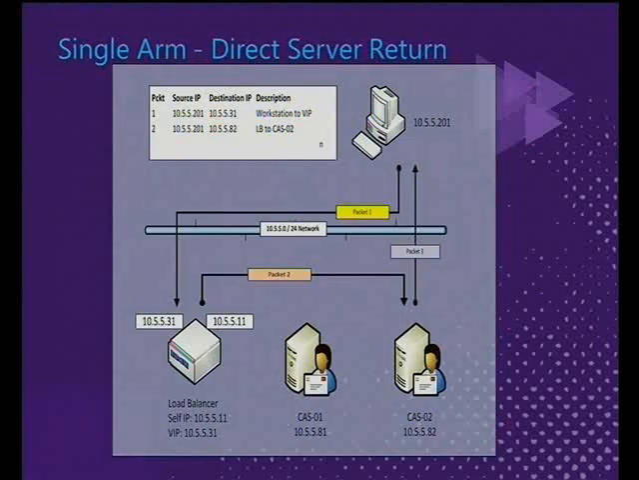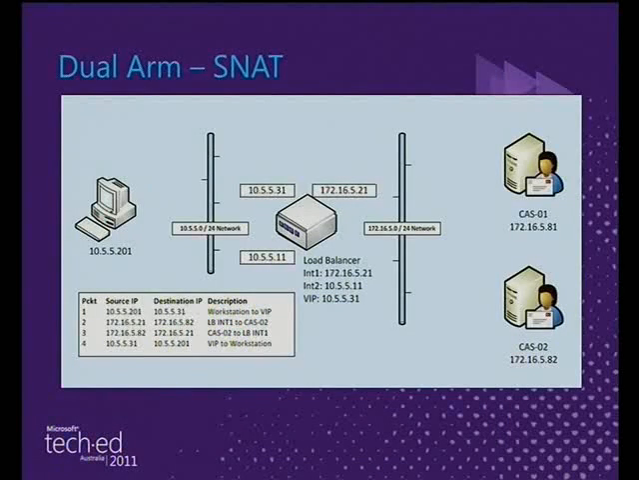Like we said, due to the increased overhead administration, this is the least common of the typical routing options that we see deployed for 2010. And there's one more, right? In this case, we're going to do a dual-arm configuration using SourceNAT.